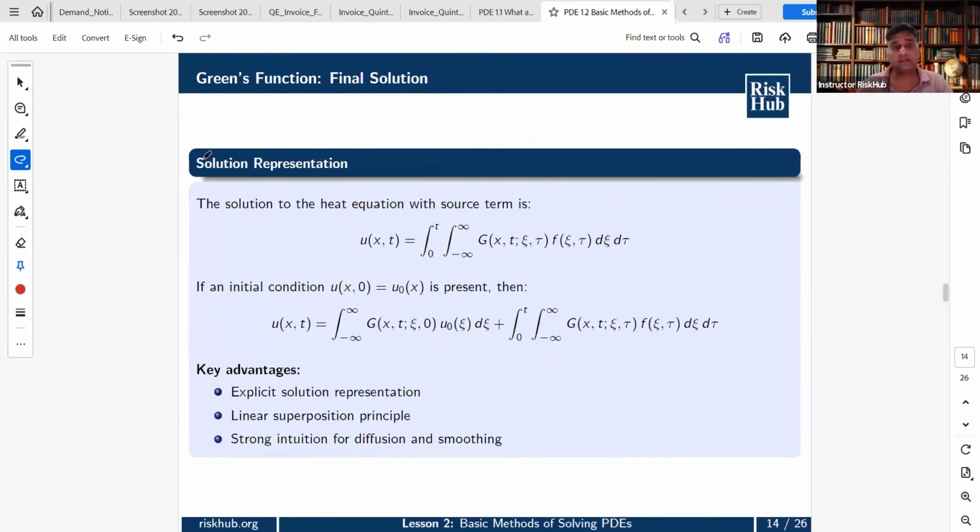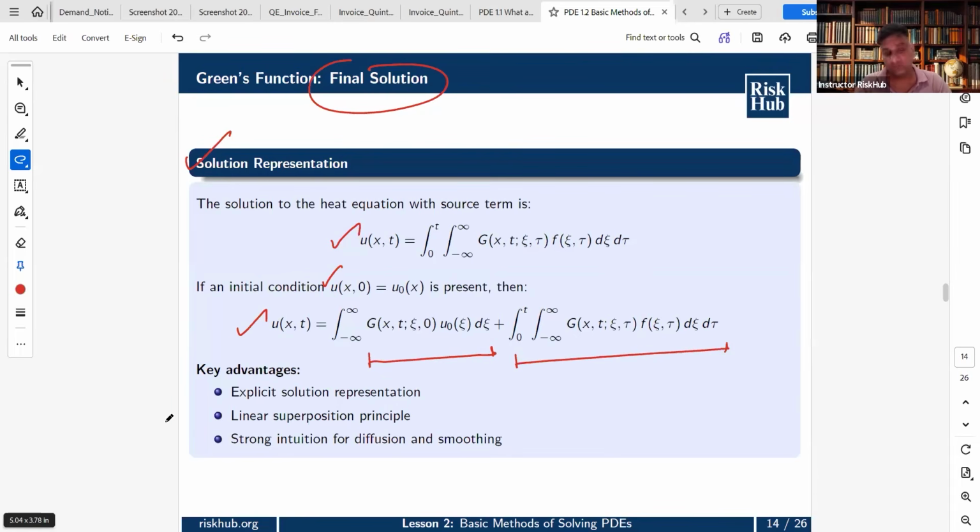Then next we're looking at the final solution. So for the source term, the equation is given with initial condition u of x, 0 equal to u naught of x. The solution becomes this. The first integral carries forward the initial condition, and the second integral adds the effect of the future source term. Financial interpretation: the initial condition u naught is the payoff at maturity, the initial value function.